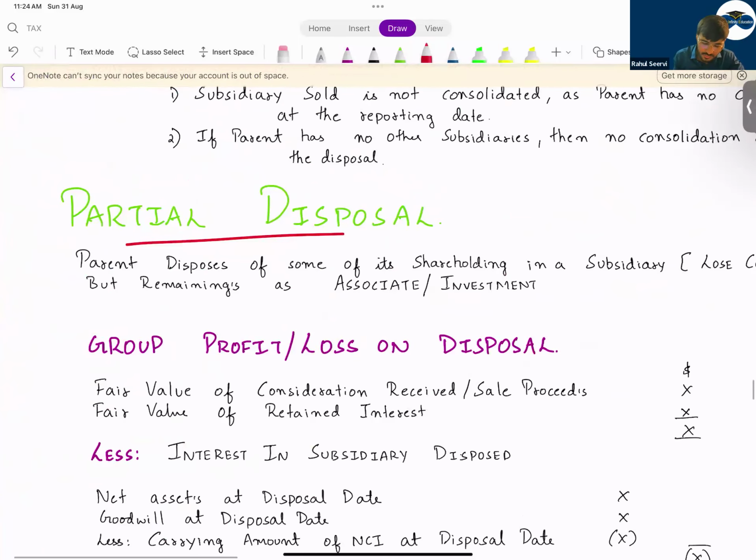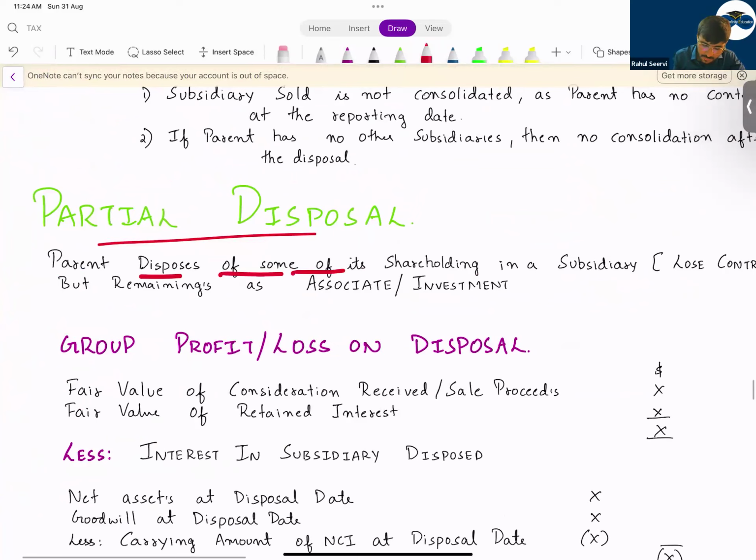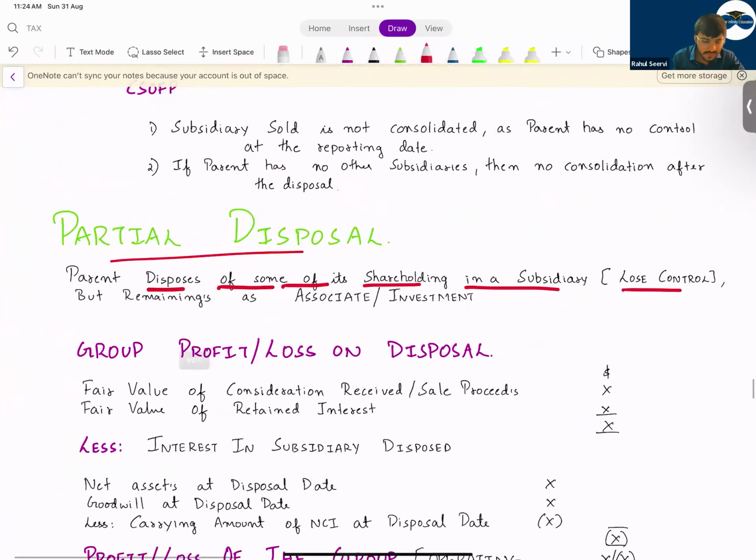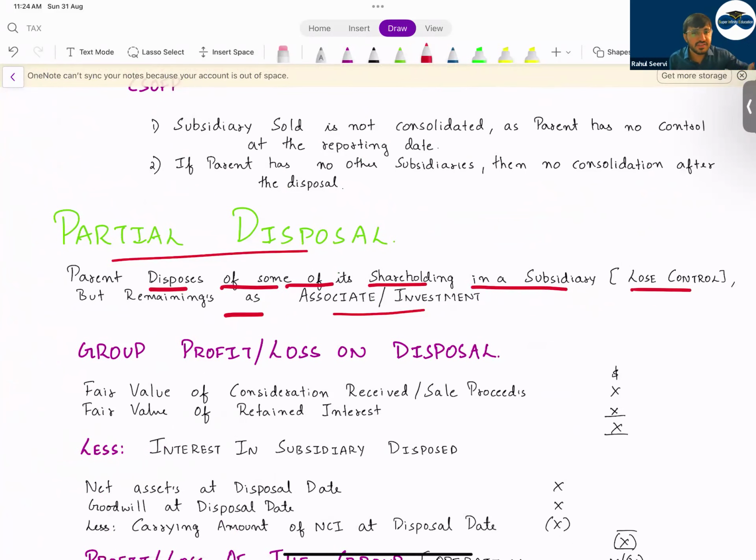Now coming to partial disposal. The parent disposes of some of its shareholding in a subsidiary. Control is lost, but it remains as an associate or investment. So first we are discussing partial disposal.